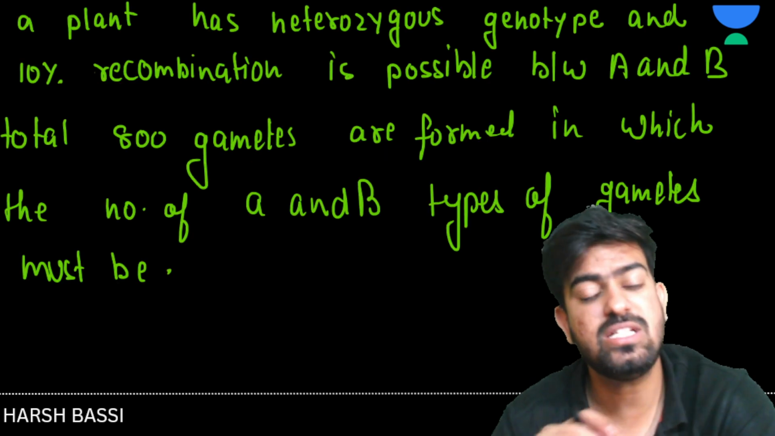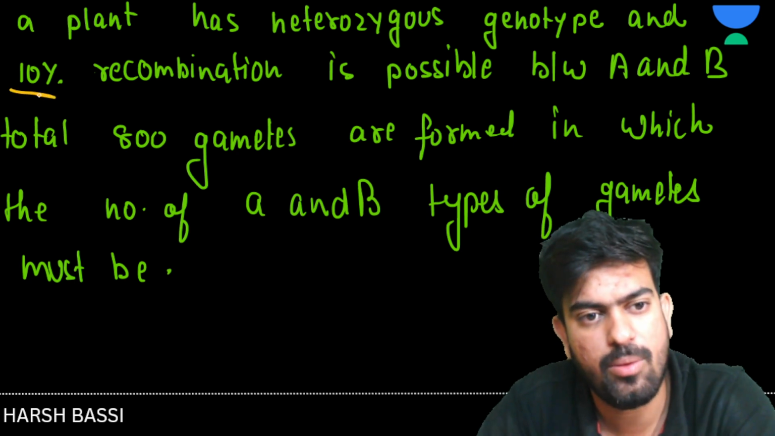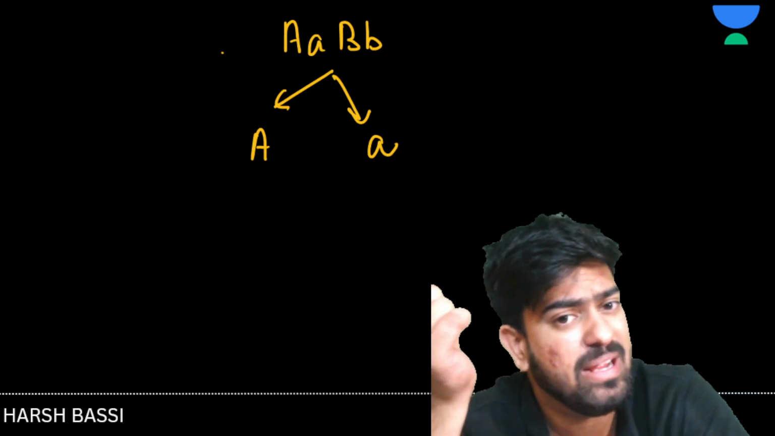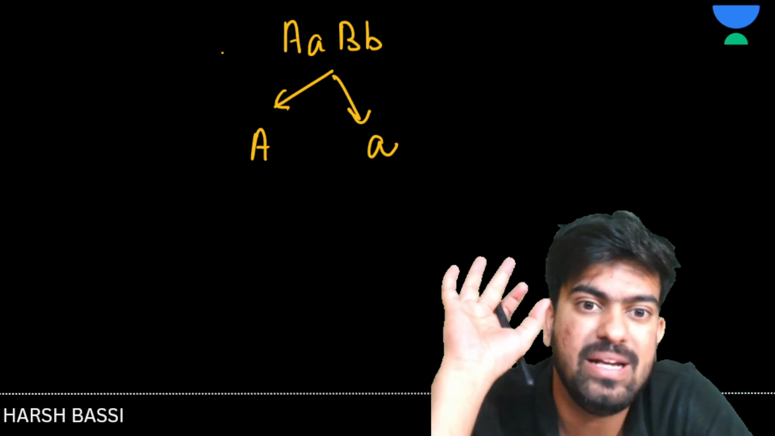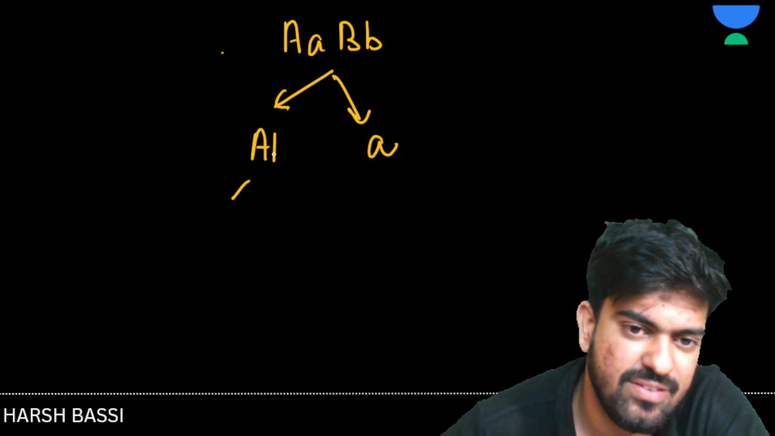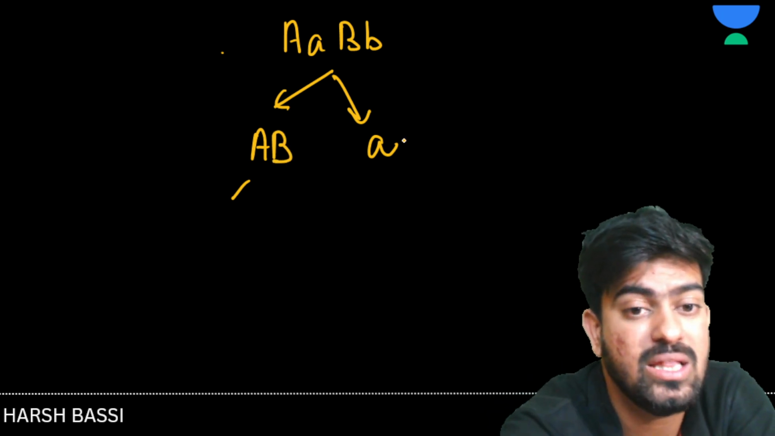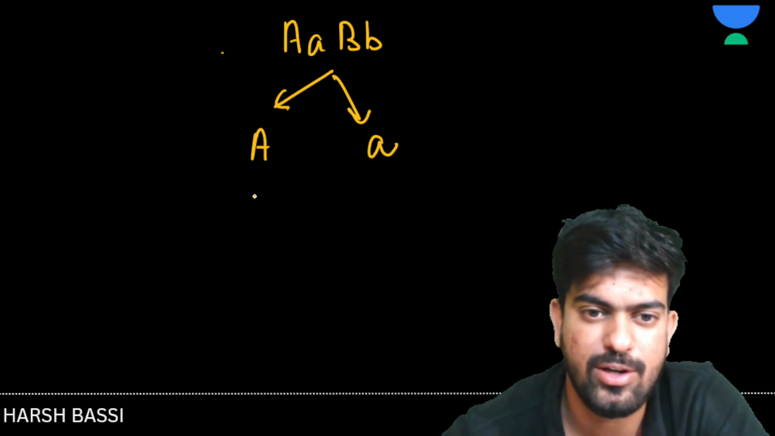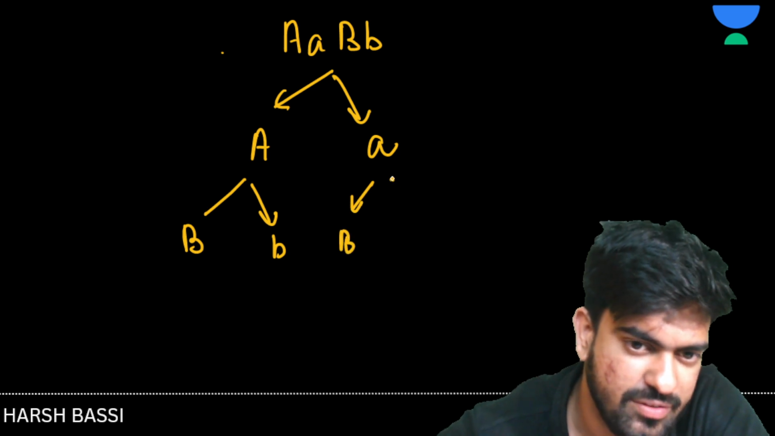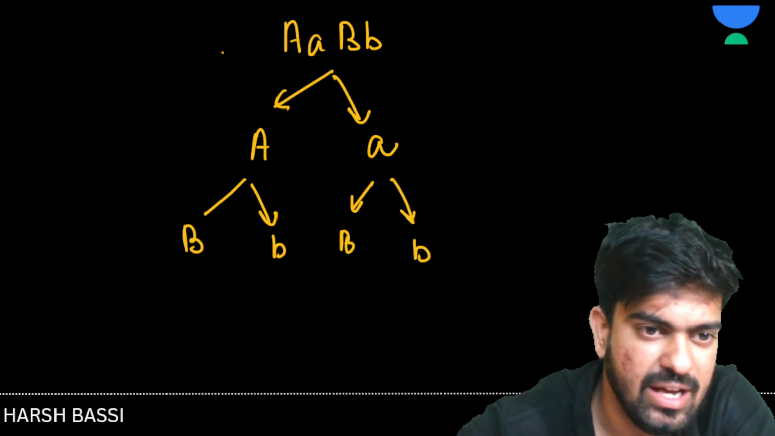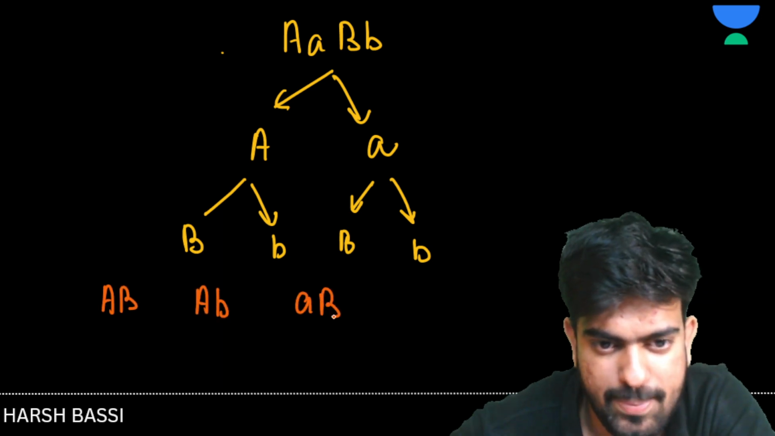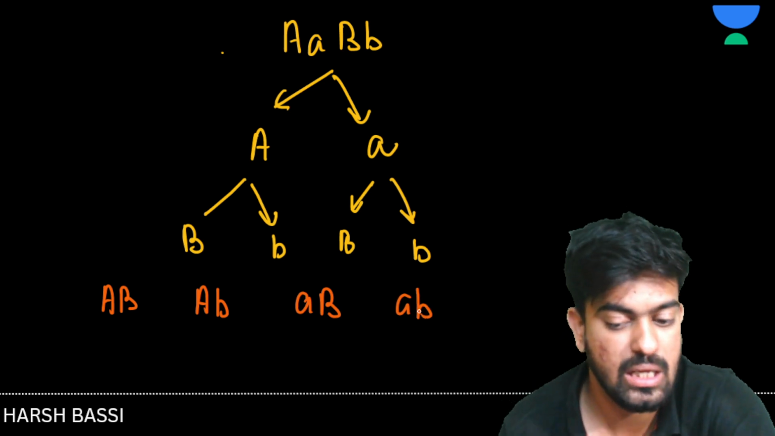See, in this question they haven't said complete linkage. How much recombination is forming? 10% recombination is forming. So we can use the fork line method and bifurcate it. If they had said AB is completely linked, then rather than bifurcating, I would just have written AB and ab, right? But here recombination is happening, so we can use the normal fork line. Here we have B and here small b. Again here we have B and small b. So the gametes we are getting are AB, A small b, small a capital B, small a small b. Okay, great, sir.